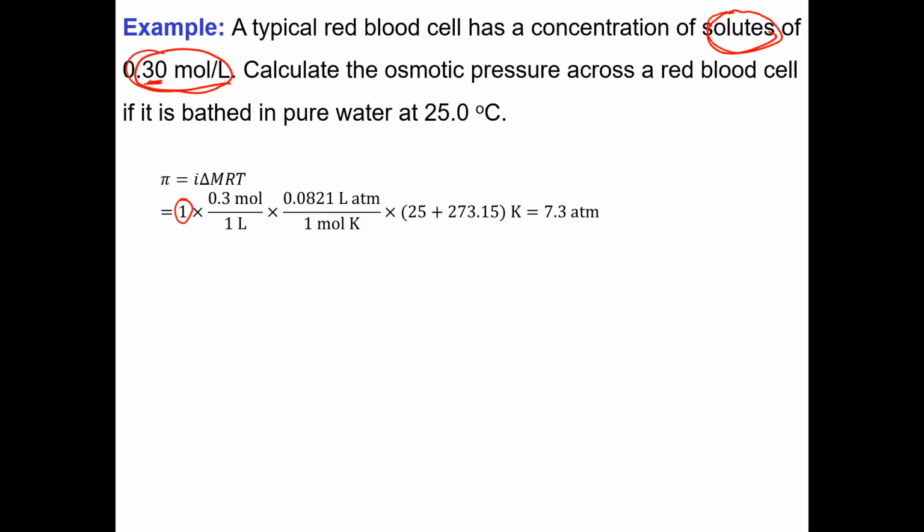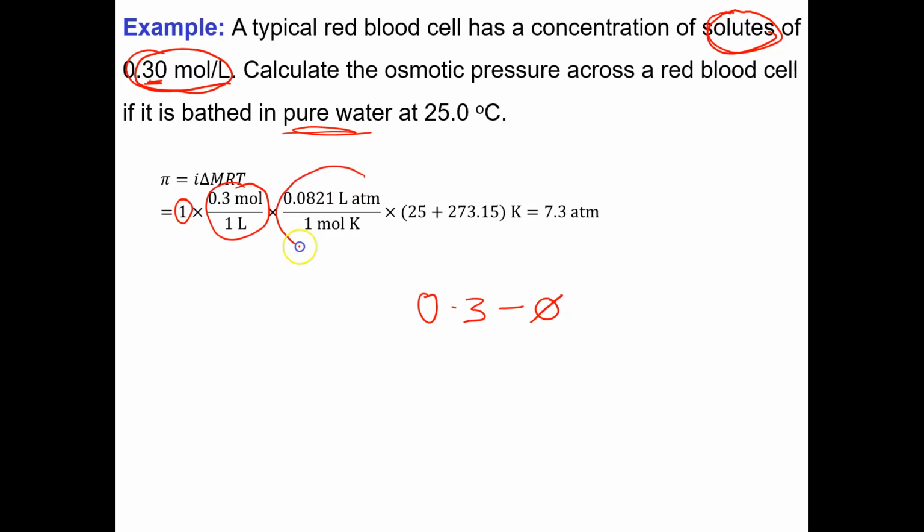Now, the difference in the molarity of our solutions. The red blood cell has 0.3, so that's one of our concentrations, and then we're putting them in pure water, so that has a concentration of solute of 0. So the difference in molarities there is going to be 0.3 moles per liter.